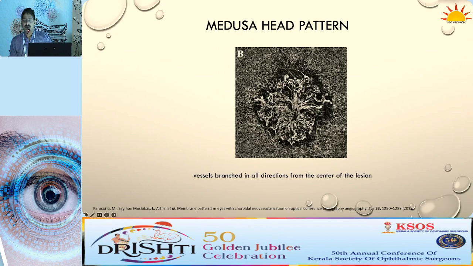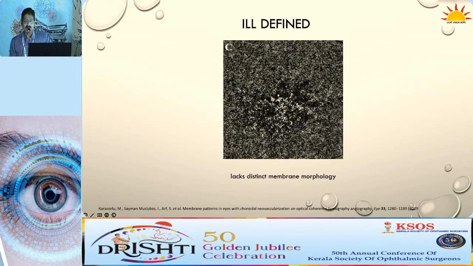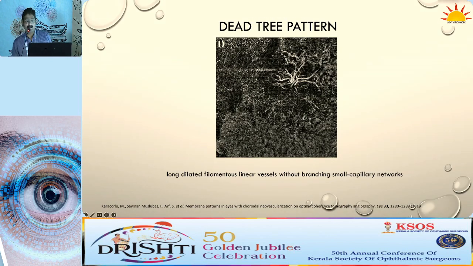The Medusa head appearance, just like the name, has a central vessel and vessels radiating in all directions from it, and you will see the perilesional halo, which I'll come to later. So the vessels branch in all directions from the center of the lesion. Then you have the ill-defined pattern, which lacks a distinct membrane morphology. And then the dead tree pattern, with long dilated filamentous vessels and not much capillaries or branching.